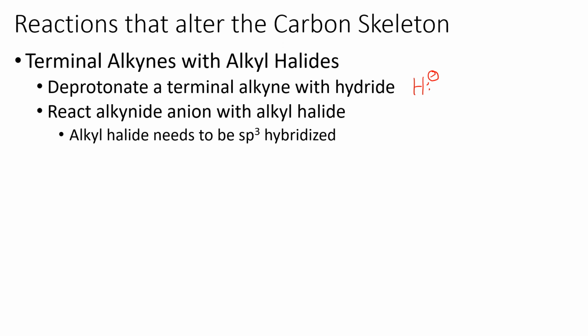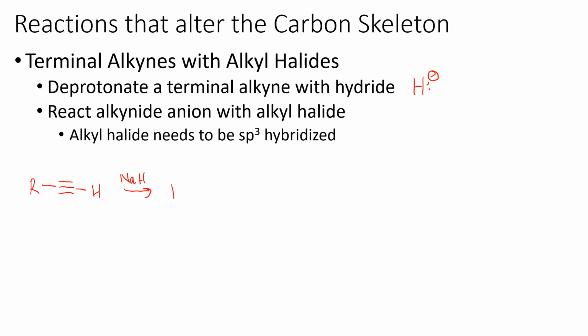We can then take this alkynyl ion and react it with an alkyl halide. Remember that the alkyl halide needs to be sp3 hybridized because we're going to be looking at an SN2 mechanism. So looking at our reaction, we would have once again that terminal alkyne, on the end of our carbon chain. We're going to react this with a hydride, so I'm going to show sodium hydride.